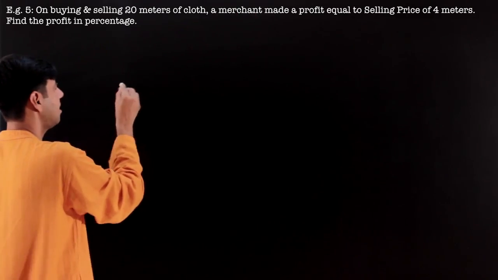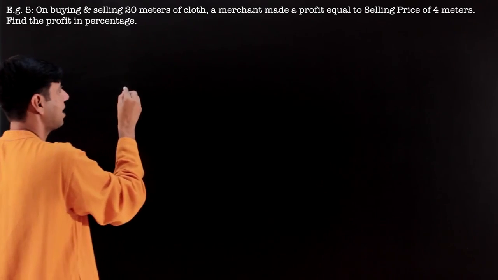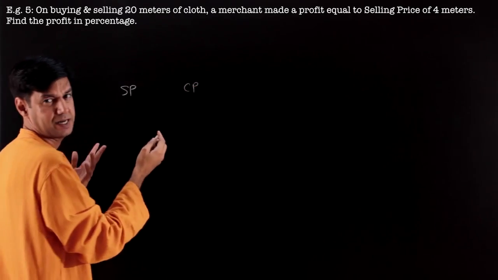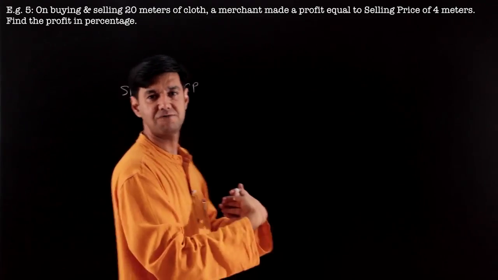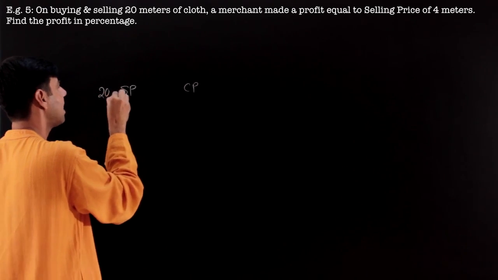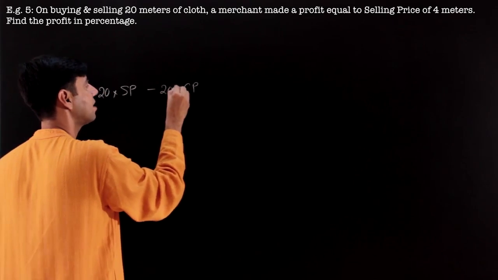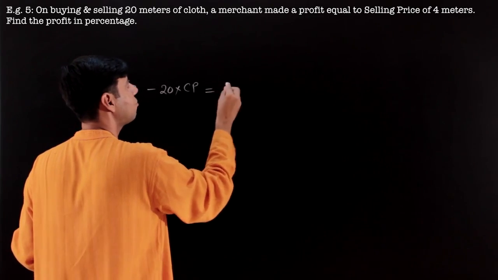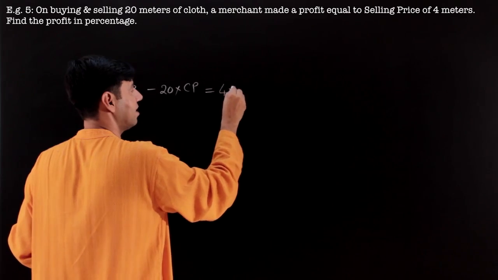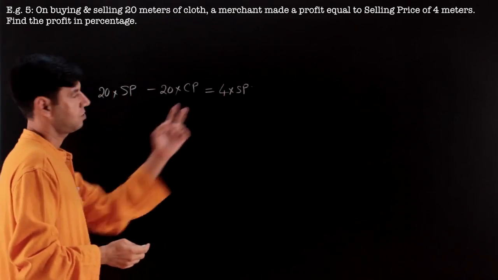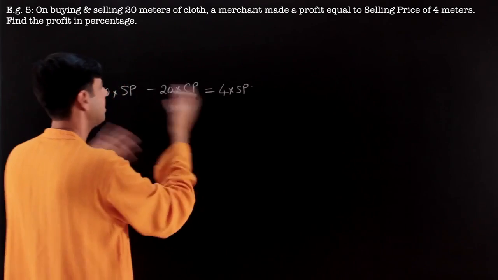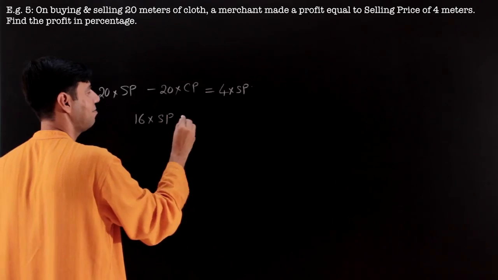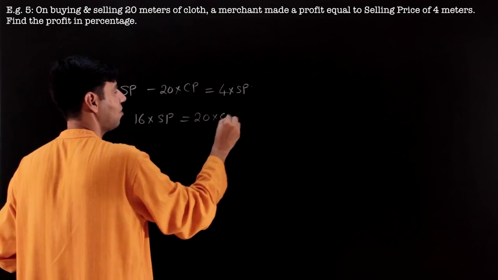So one could go the traditional way. Could I say the profit is nothing but selling price minus cost price? But selling price minus cost price of what? Of 20 meters, because that is when he earned a profit of the selling price of 4 meters. So 20 times the selling price of 1 minus 20 times the cost price of 1 meter is his profit, and this profit is given to me as the selling price of 4 meters. So selling price of 1 meter into 4. Now I just need to rearrange this. The 4 comes here, so this is going to be 16 times the selling price of 1 meter is 20 times the cost price of 1 meter.